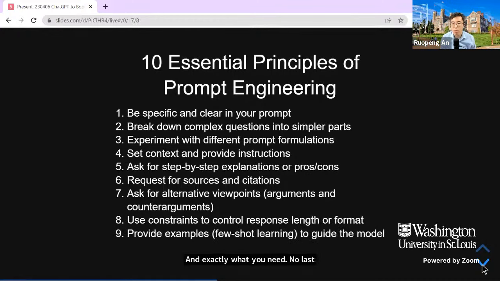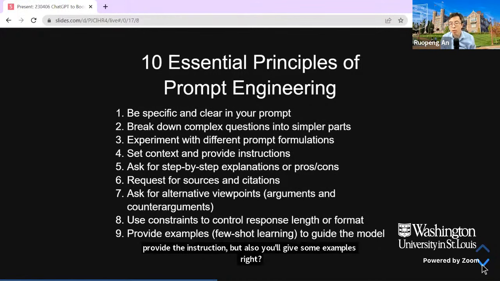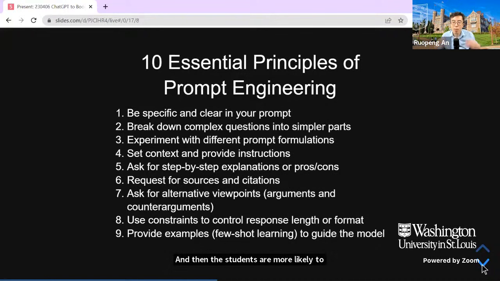Number 9 is to provide examples. Okay? So now think about if you talk to a graduate student, or if you are, say, a primary school teacher giving instructions to probably a 5-year-old or 10-year-old. So what you do is you not only provide the instruction, but also you give some examples, right? And then the students are more likely to follow examples because we human beings are very good at analogy, right? We make analogies all the time, right?